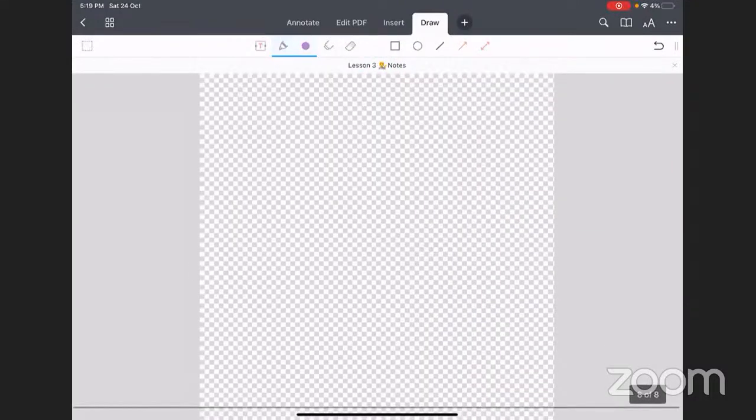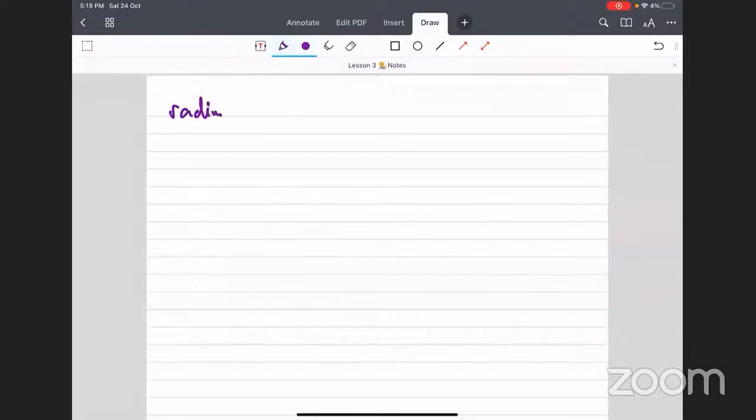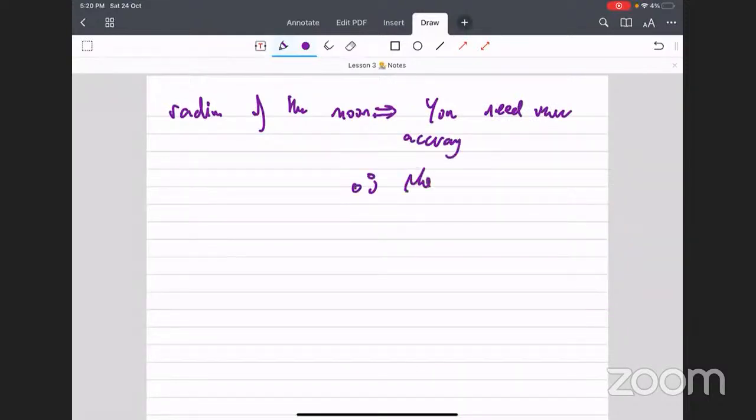But for example, if you want to calculate the radius of the moon, you need more accuracy. Therefore, more significant figures. You got me?